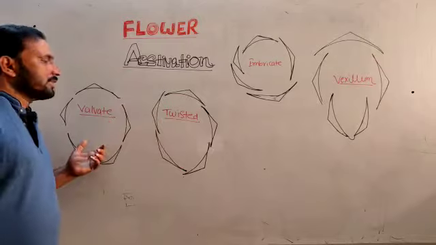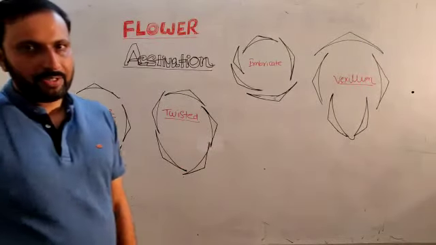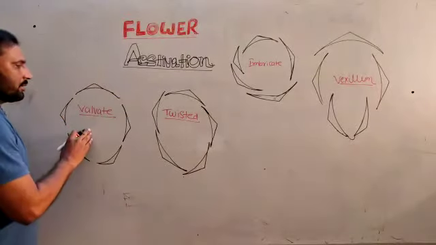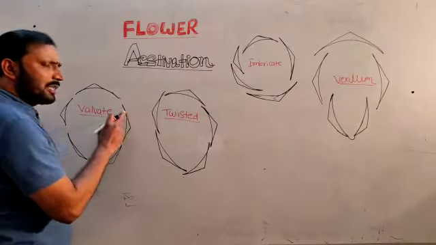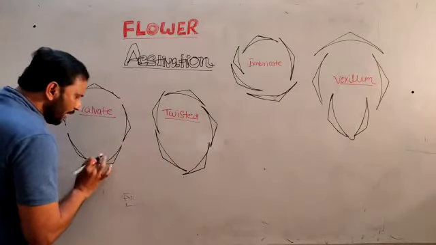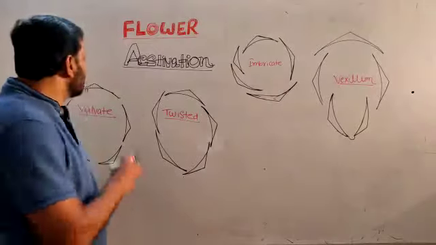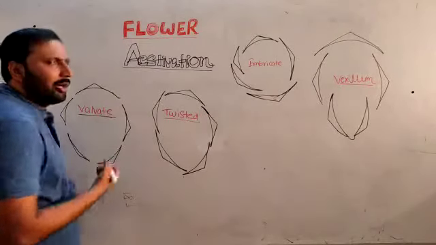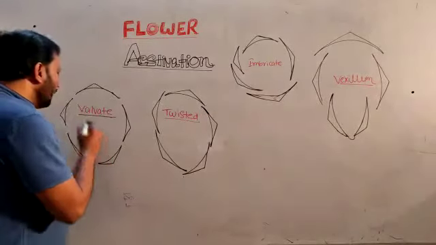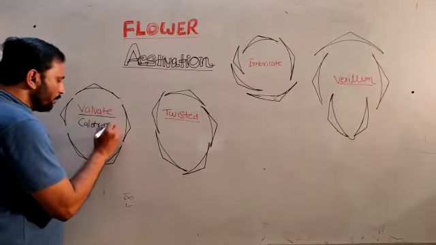So, these aestivations are of different types. The first one is valvate aestivation. In the valvate aestivation, you observe the perianth lobes, which may be sepals or petals, are arranged with small gaps. When the perianth lobes are arranged with small gaps, that aestivation is called valvate aestivation. Example, Calotropis.